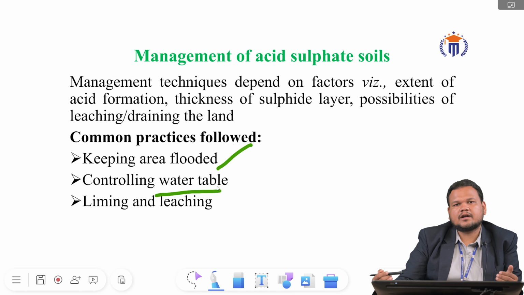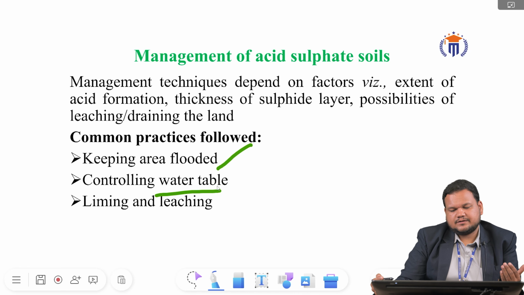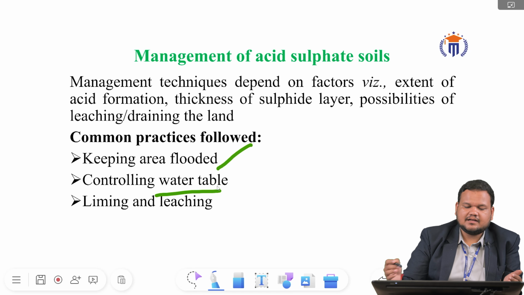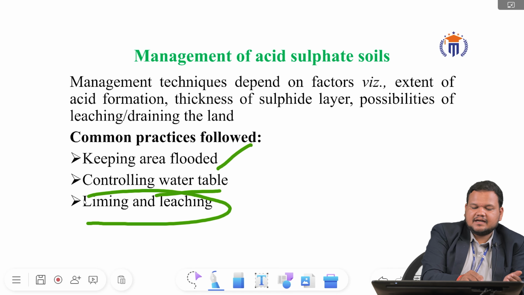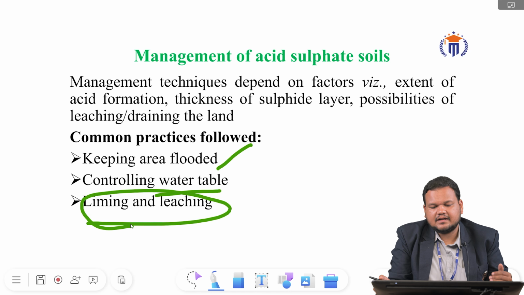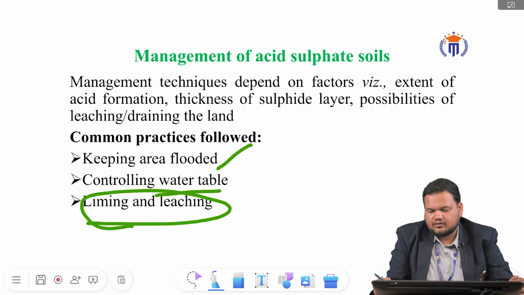Okay, if you are keeping more amount of water table, you can maintain reduced conditions leading to a better pH or management of your acid sulfate soils. And also by combining this liming and leaching, we can manage these acid sulfate soils.